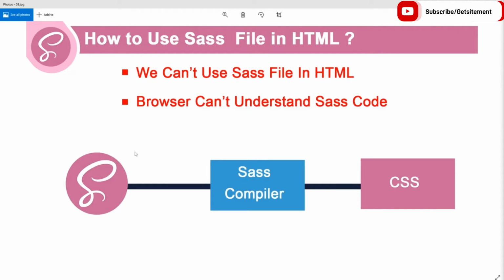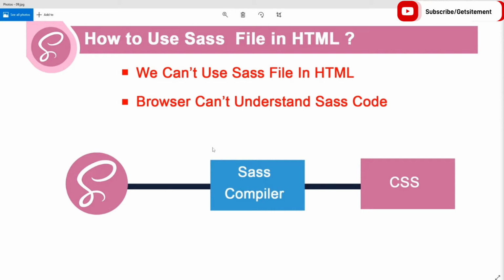So when we create a Sass file, we need a compiler, a Sass compiler. It compiles the Sass file and converts it into a CSS file. So you need to link the CSS file in your HTML document, not the Sass file. But you need to type your code in the Sass file, not the CSS file. Then you compile the Sass code and convert it into a CSS file. Now the question is, what is a Sass compiler? In the next video, we will know what a Sass compiler is.